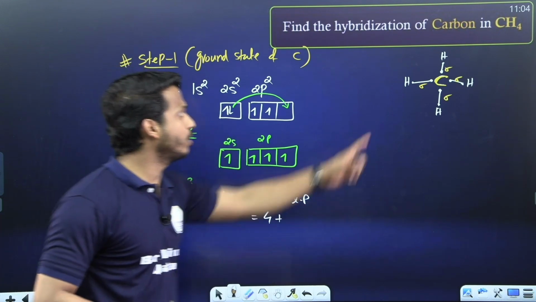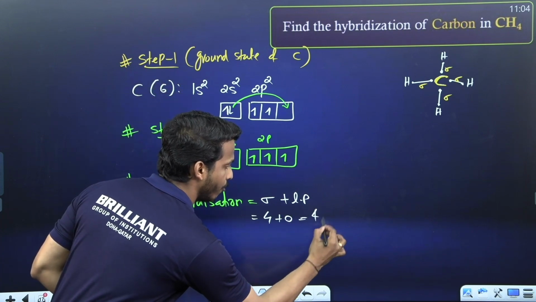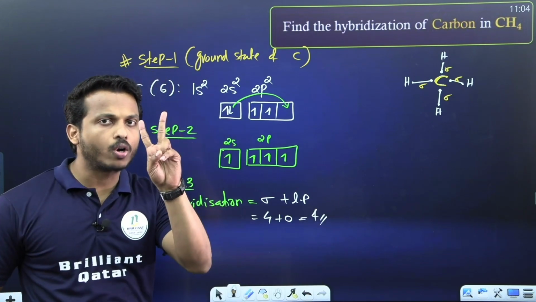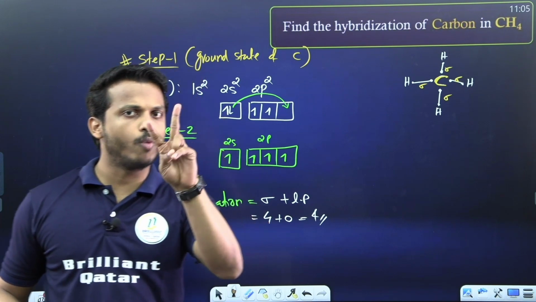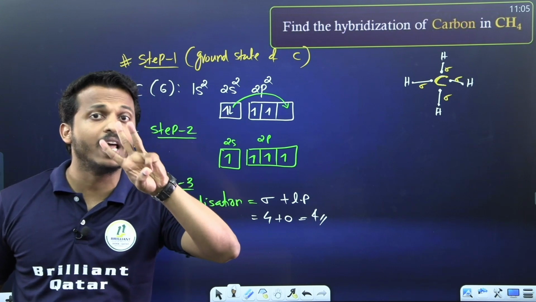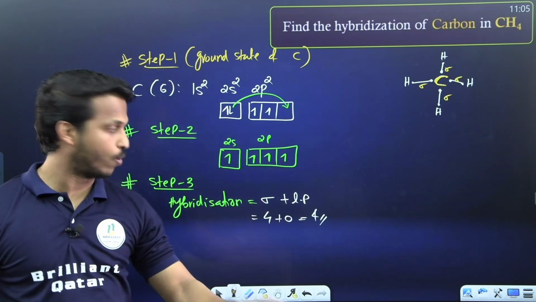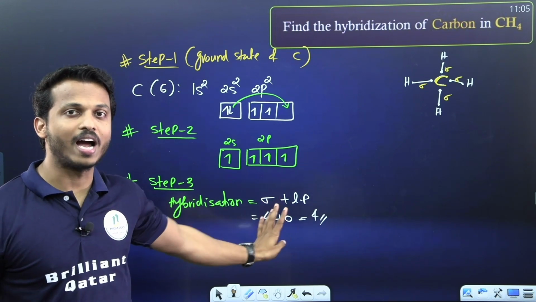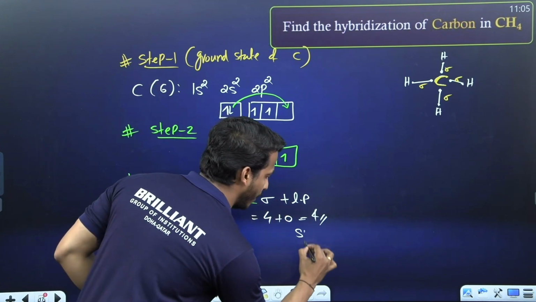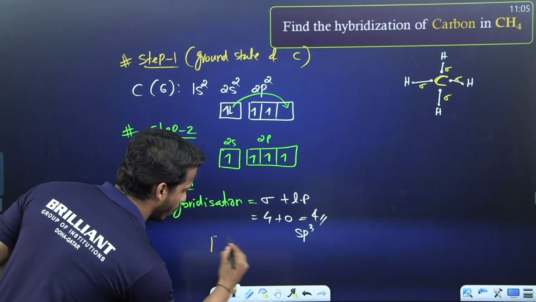How many lone pairs on this carbon? No lone pair, right? 0. So what is the total sum? 4. As I told you, if the total sum is 2, you mix 2 orbitals, sp. If you mix 3 orbitals, sp2. If you mix 4 orbitals, sp3. So 4 means what hybridization? sp3. How is it formed? I'm just rewriting this one, dear all.